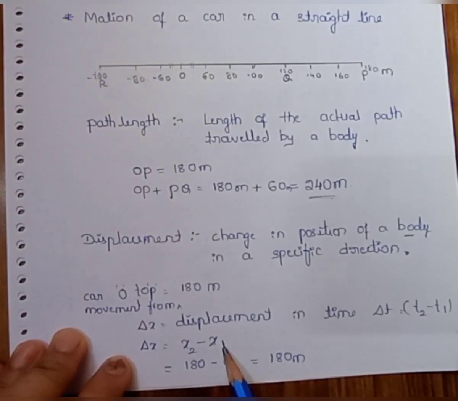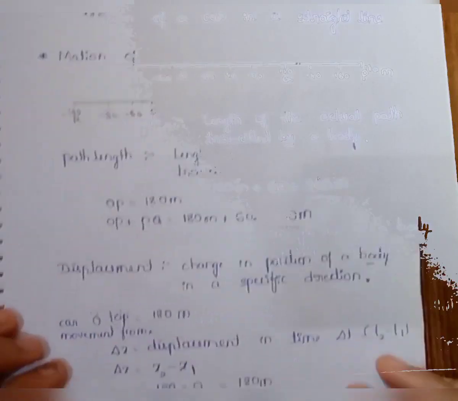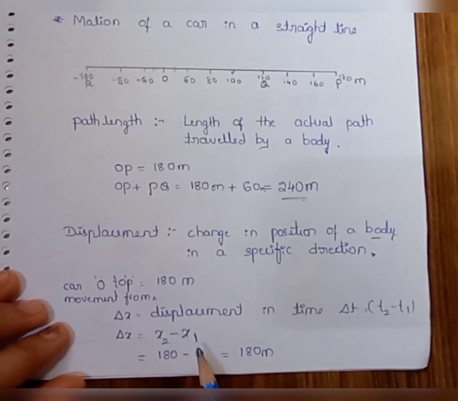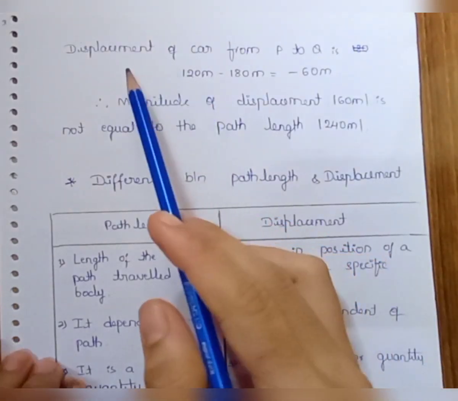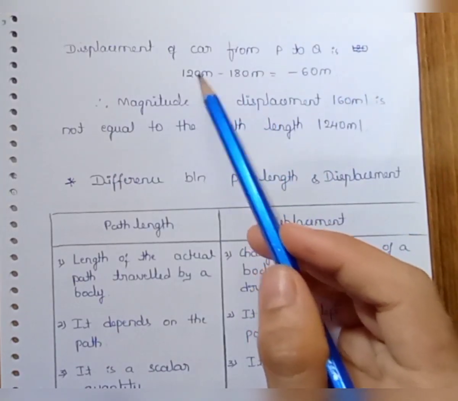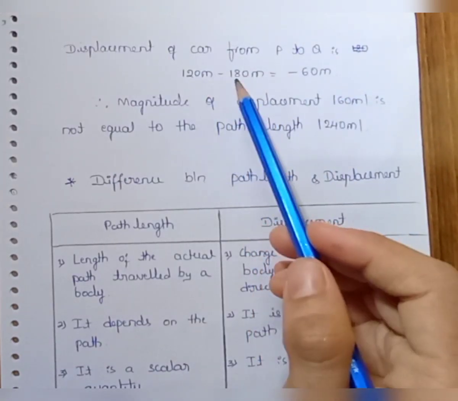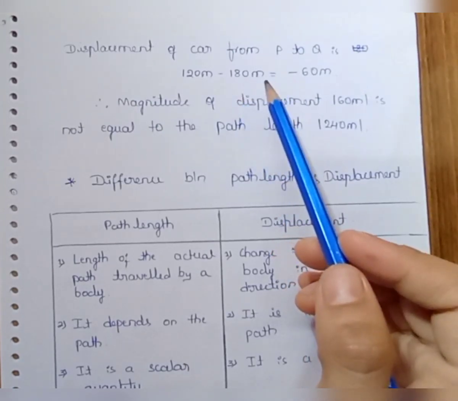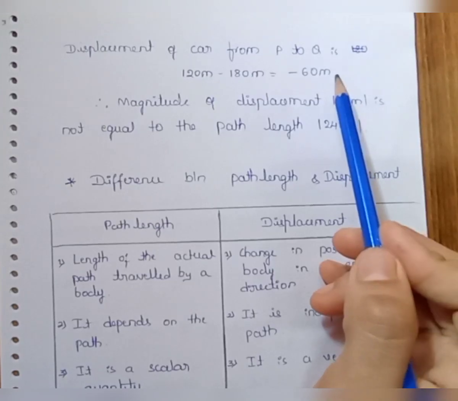x1 is the original position, that is at O. So delta x is equal to x2 minus x1, which is 180 minus 0, equal to 180 meter. Then the displacement of the car from P to Q is the Q position, which is at 120 meter, minus the P position, which is at 180 meter. 120 minus 180 is equal to minus 60 meter.